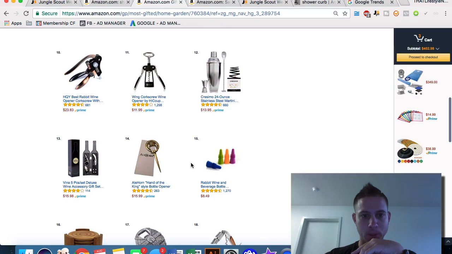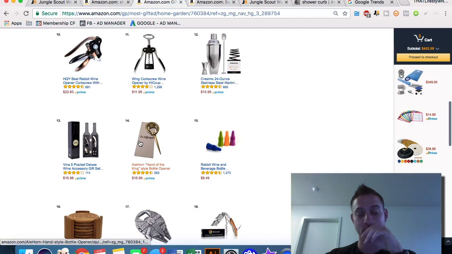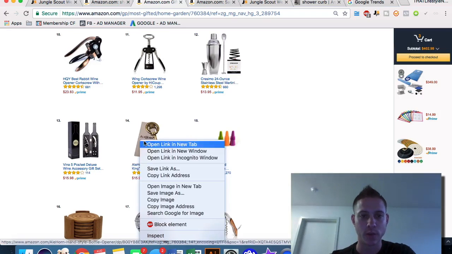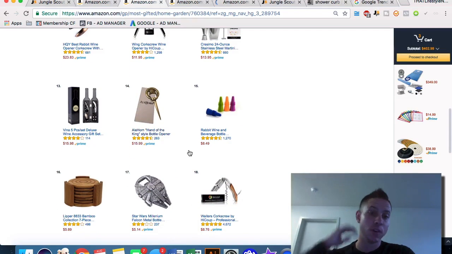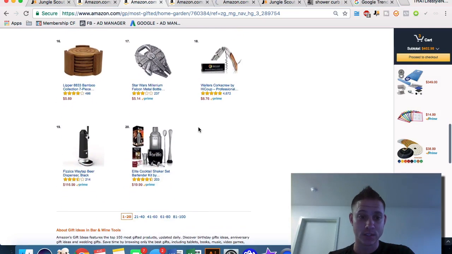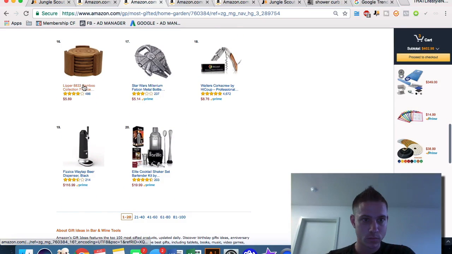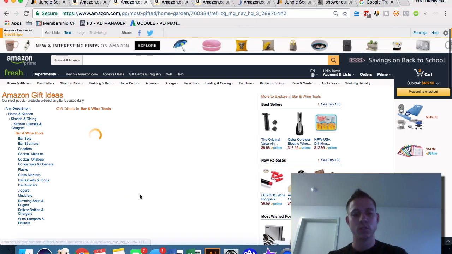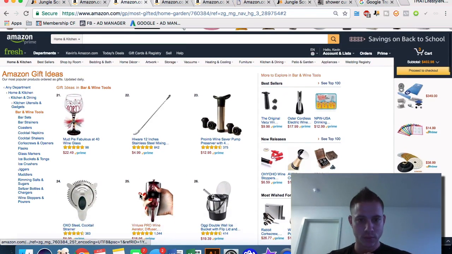Hand of the King bottle opener. So this is playing off a very popular TV show, Game of Thrones, which most of you probably have heard about, which can be sustainable for a time, and with enough fanfare that Game of Thrones obviously has, it's definitely an interesting one. Let's take a look at this one. So there's a couple interesting ones on bar and wine tools here.